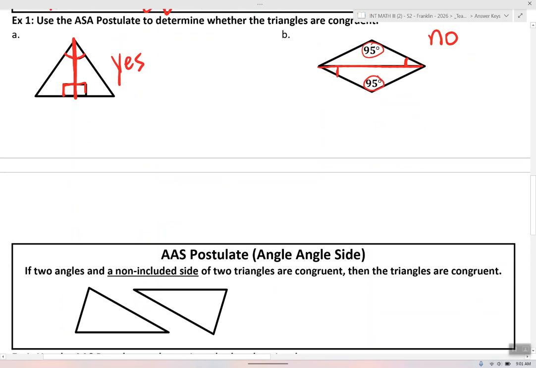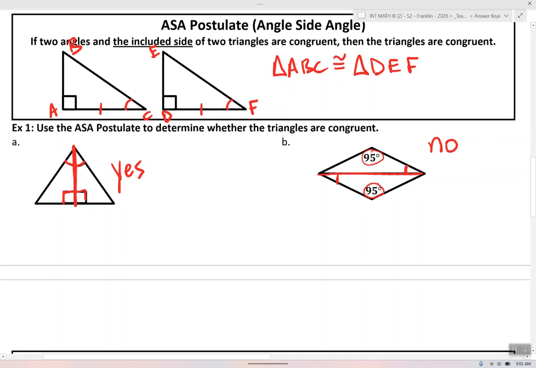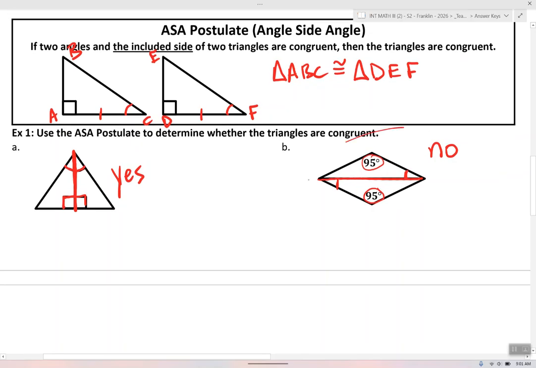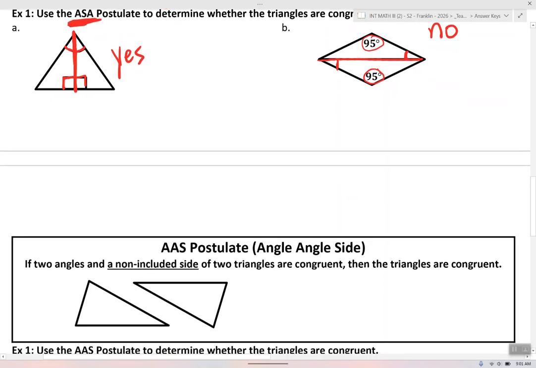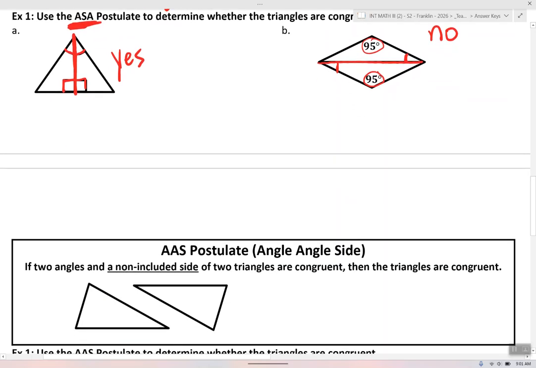Angle angle side postulate. Now this might seem unfair based on what I just said on example B, but again, I had to use the angle side angle postulate for that one, not the angle angle side. If two angles and a non-included side of two triangles are congruent, then the triangles are congruent. So this one up here, I could have used that angle angle side postulate.